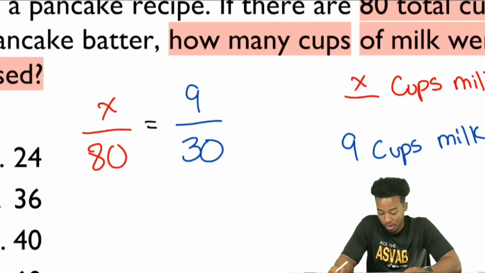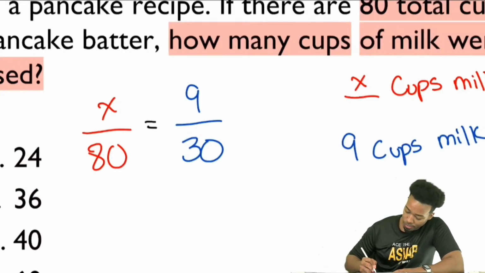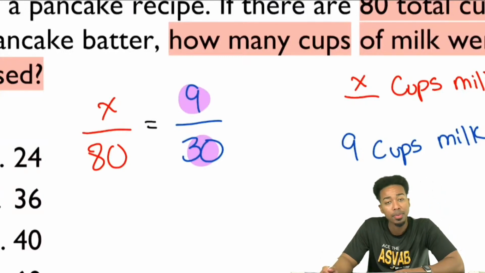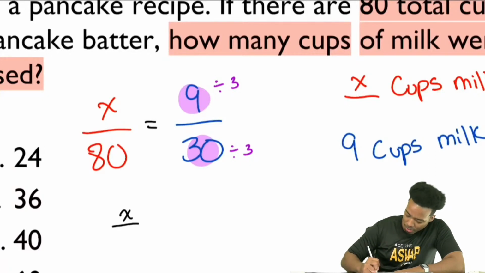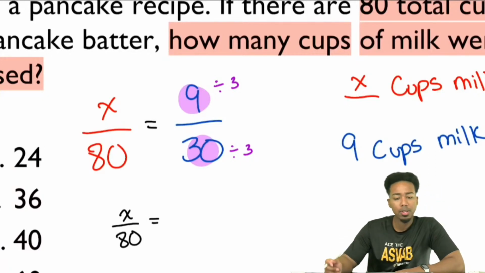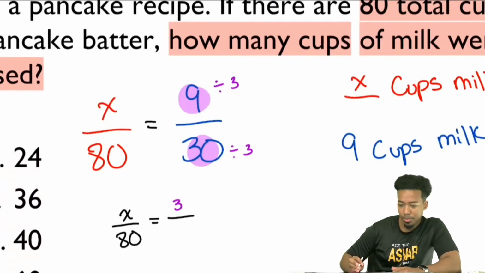Either way. So what I can do is say, hey, 9 and 30, we can try to simplify that. Everybody, 9 and 30 are both divisible by what? They're both divisible by 3. So let's try that out. Let's divide both the top and the bottom by 3 to give ourselves an easier time. We'll have X over 80 still on the left side, but on the right side, 9 divided by 3 is going to be 3. And 30 divided by 3 is going to be what, everybody? That's going to be 10.